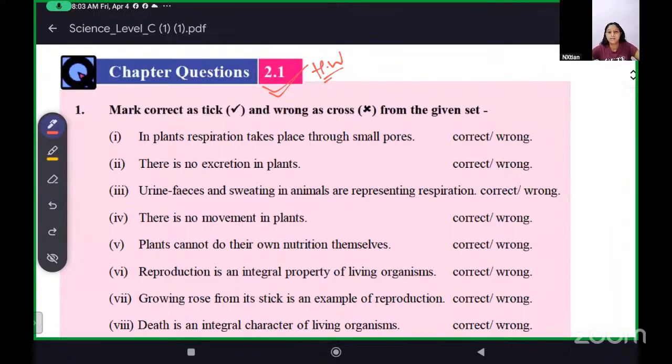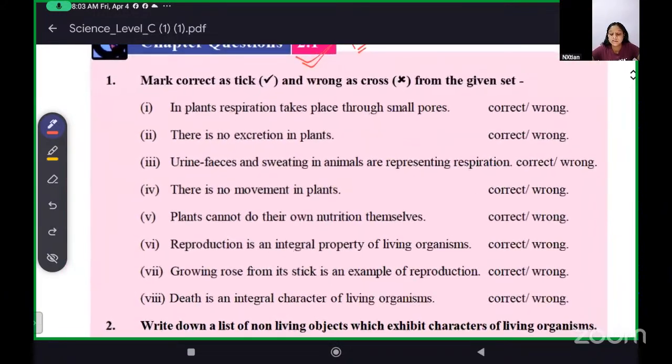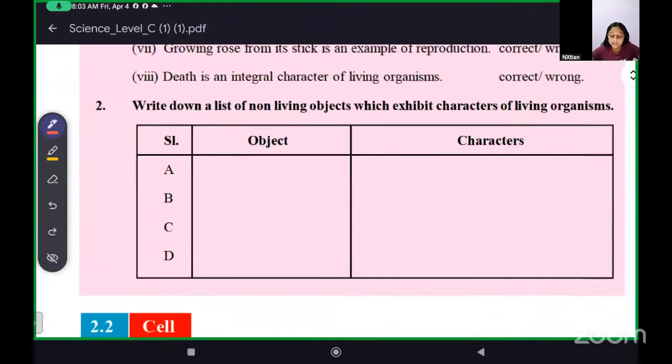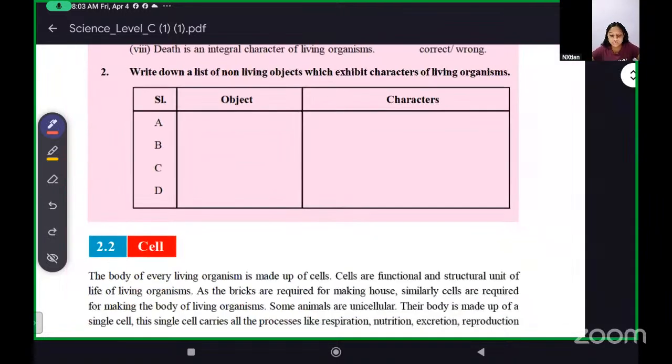Okay. 2.1 you can try out as homework. Then you have to write down a list of non-living objects which exhibit characteristics of living organisms.